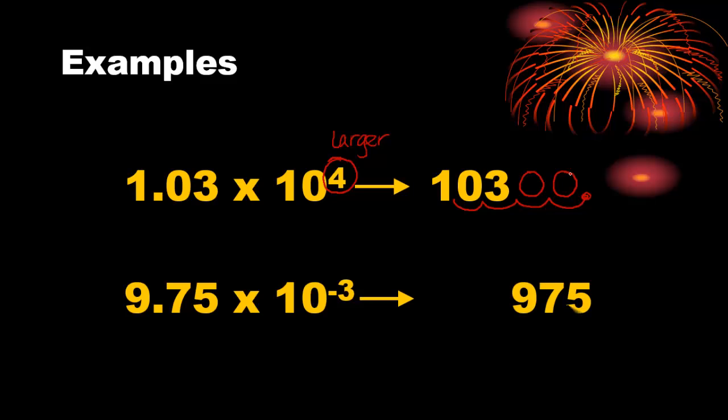In the second example, we have 9.75 times 10 to the negative 3. So we're going to write our number. This is where our decimal point was. We have a negative, so we need to make our number smaller. So we're going to go in the opposite direction. 1, 2, 3 places. Put in a decimal point. Fill in zeros where needed. So now my number has become 0.00975.